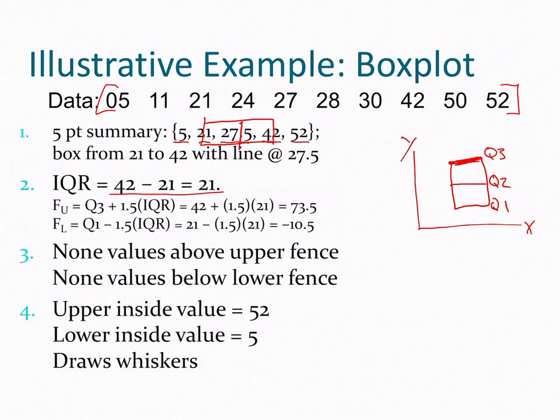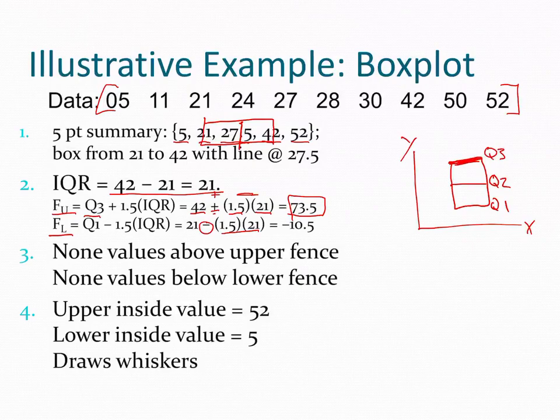Now we're going to plug that value into our fences to find our upper and lower fence values. For our upper fence, it's Q3 plus 1.5 times the IQR, which is 42 plus 1.5 times 21. Remember, order of operations first: multiply this out, then add it to 42, and you get a value of 73.5. Same thing for the lower: multiply this out, subtract it from 21, and you get a value of negative 10.5.